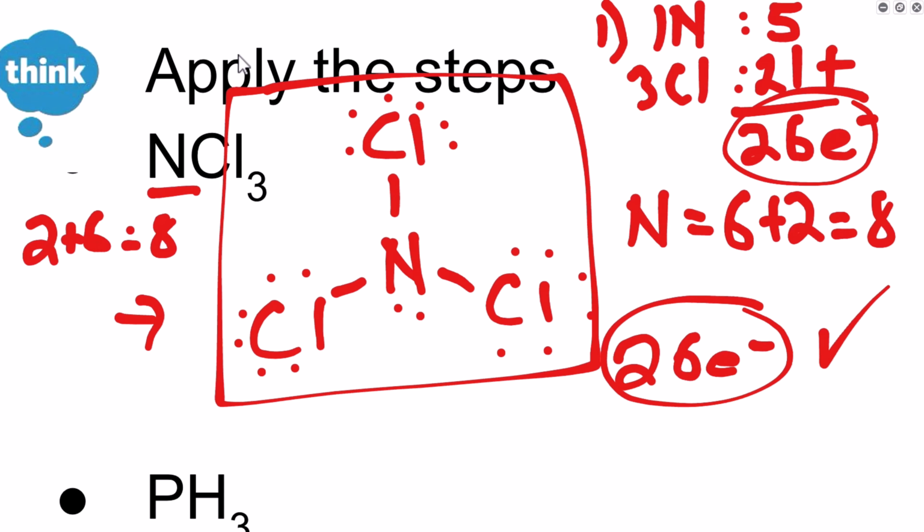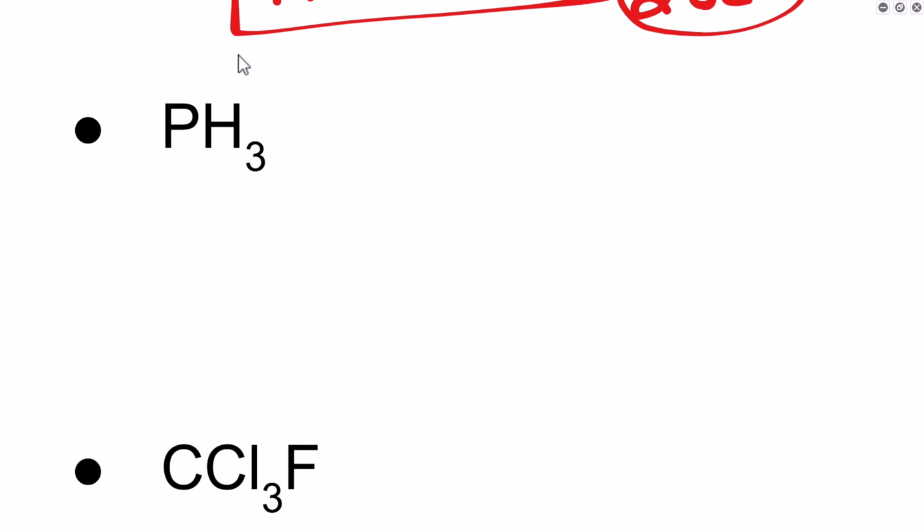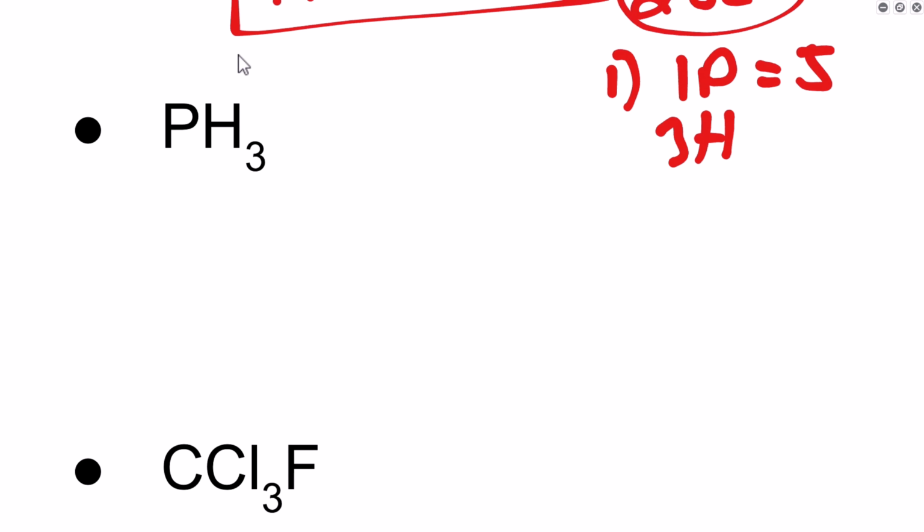Let's continue moving on. We're going to scroll down here. Let's do PH3. And again, we're going to follow the exact same steps that we did in our last Lewis dot structure. So first thing here, I have 1 phosphorus and 3 hydrogens. Phosphorus provides me with 5 valence electrons. Again, that's periodic table location based. Each hydrogen is 1, so that's 3. So I have a total of 8 valence electrons to play with here.